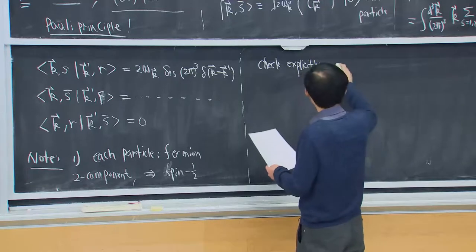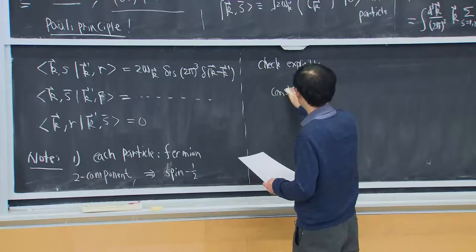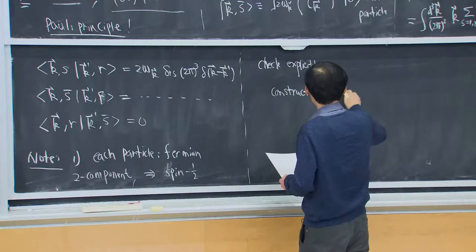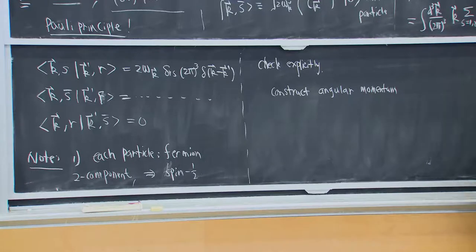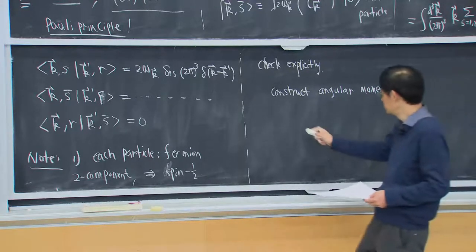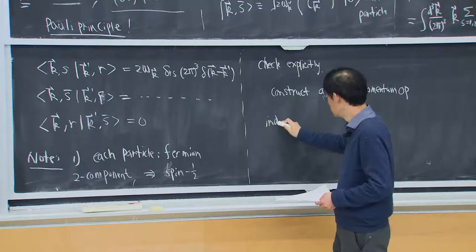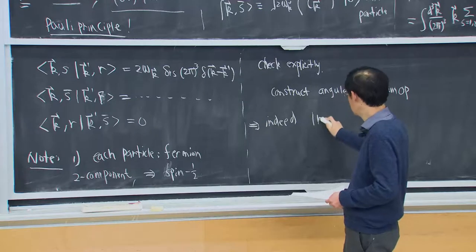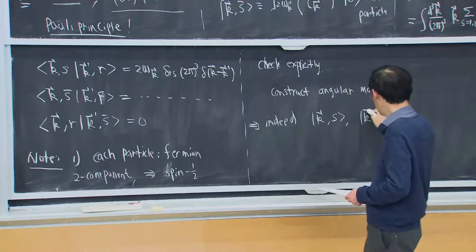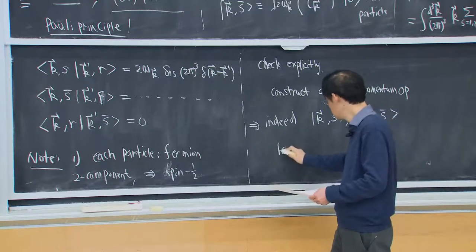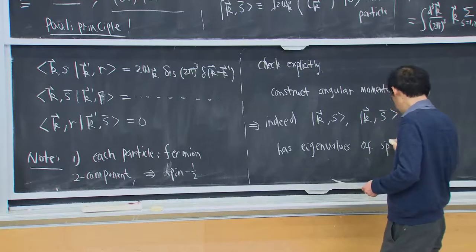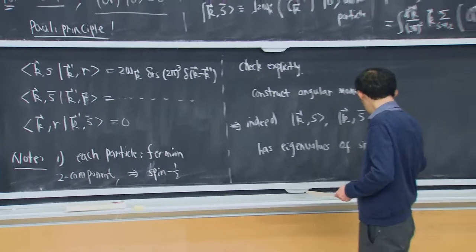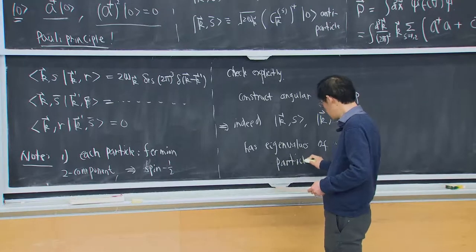Indeed, you can construct the angular momentum operator, because this theory is Lorentz invariant, so you can construct the Noether charge associated with the Lorentz transformation, and then you can construct the angular momentum operator, and then you check. Indeed, you find that K S and K S bar have the eigenvalue of spin half particles. So you can check this explicitly.